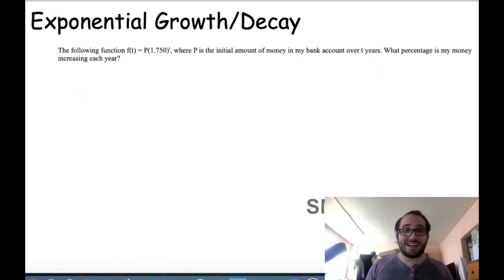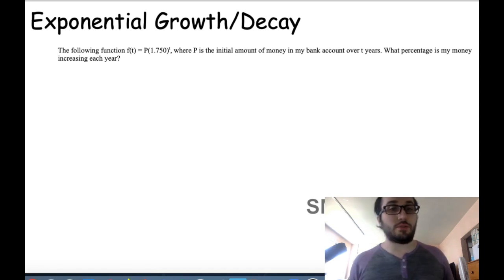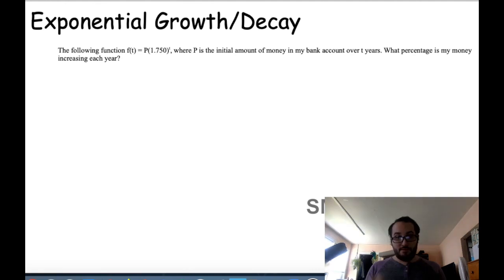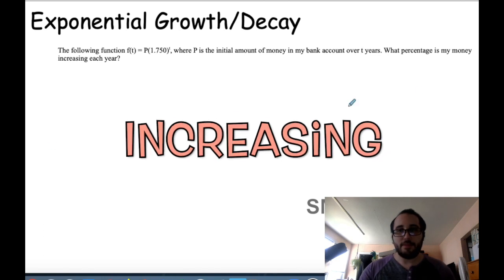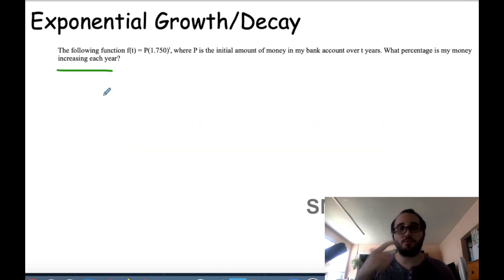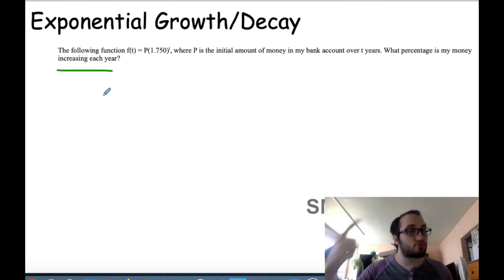Okay, so this is a similar question. The following function, f of t equals P times 1.750 to the t power, where P is the initial amount of money in the bank over 2 years. What percent is my money increasing each year? Interesting. We're talking about increasing, which means we're talking about exponential growth.